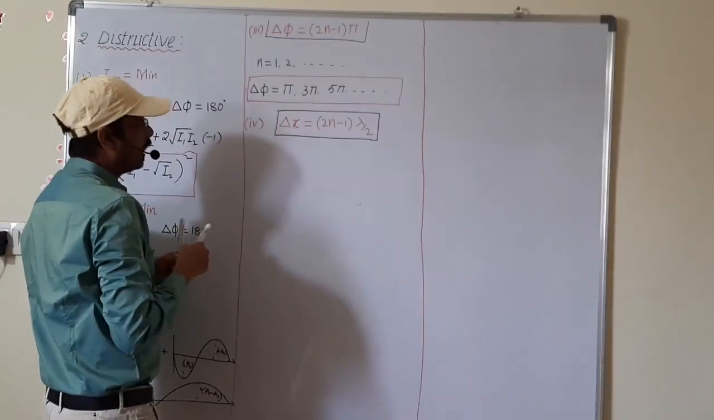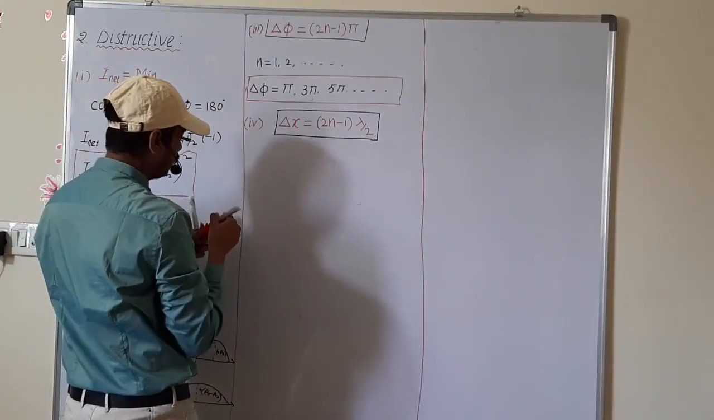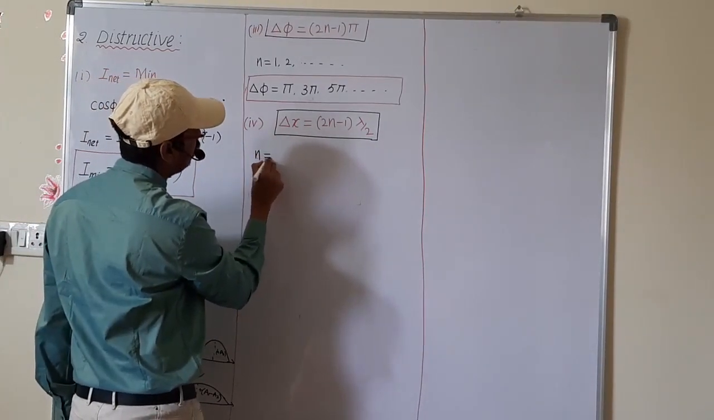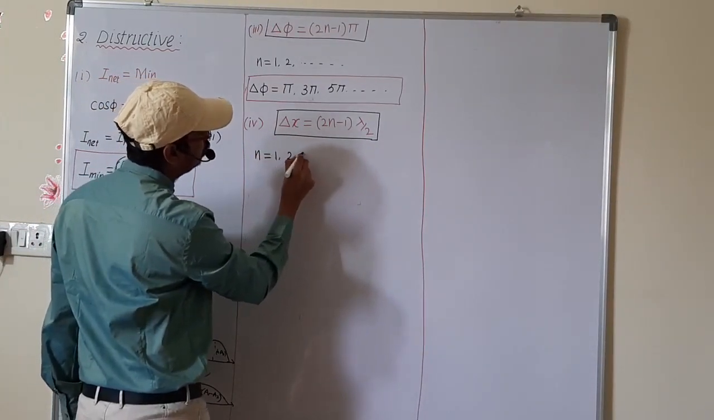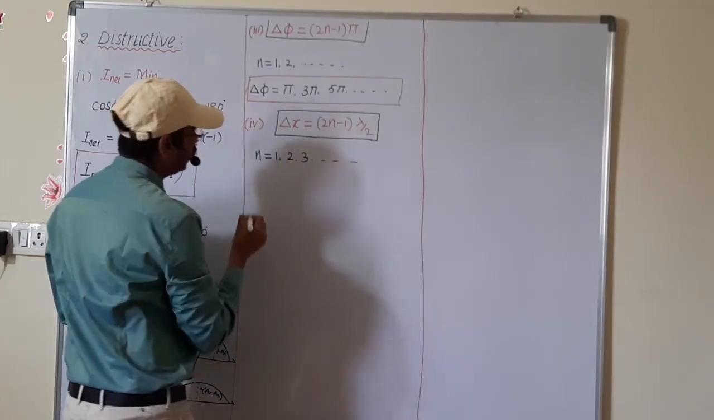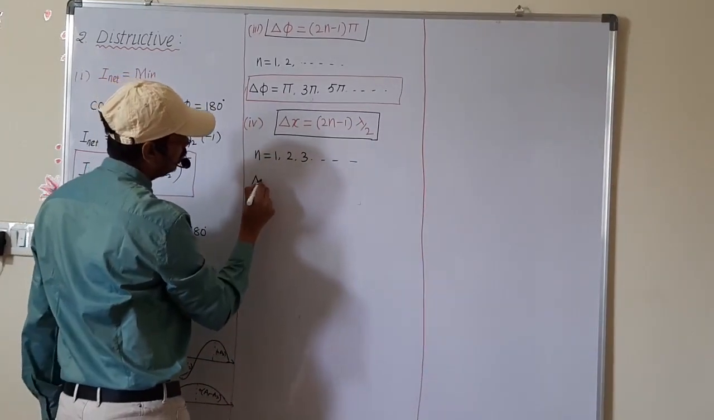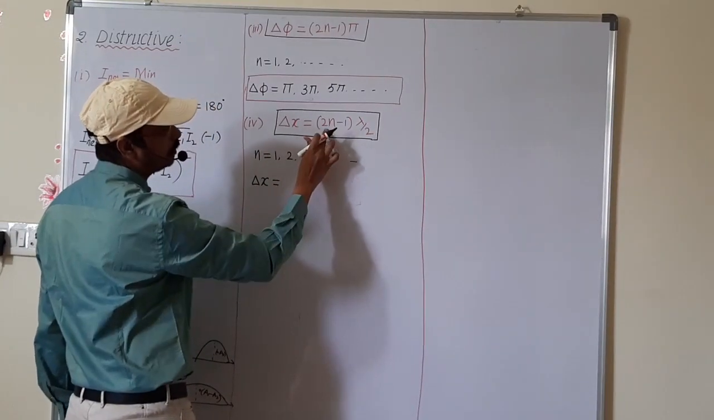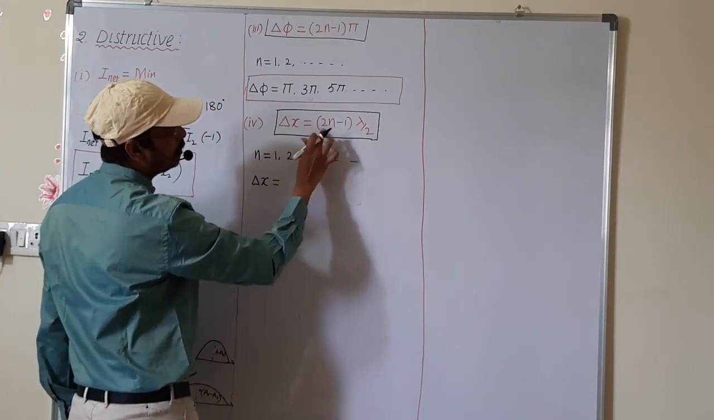Okay. Now the n value again we can take. This n value, we have to take 1, 2, 3 and so on. In this condition, for the path difference, we have to substitute n equals 1. What will happen here?